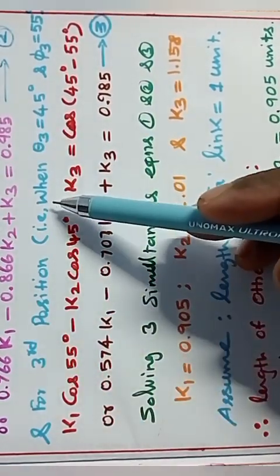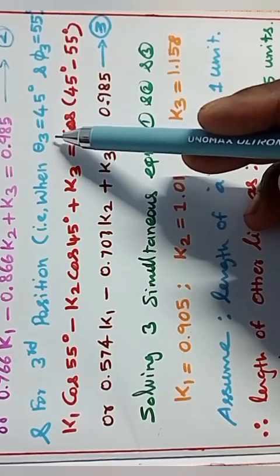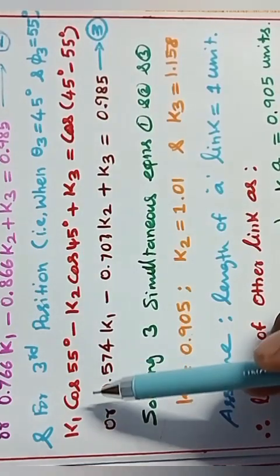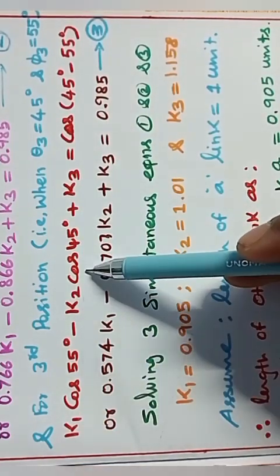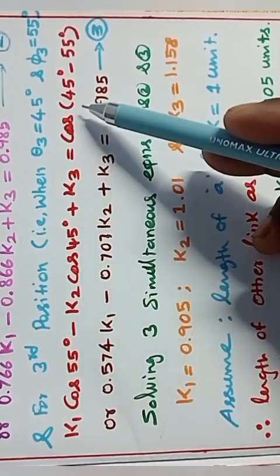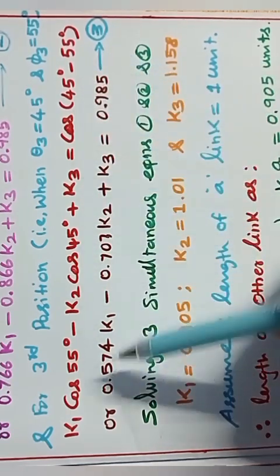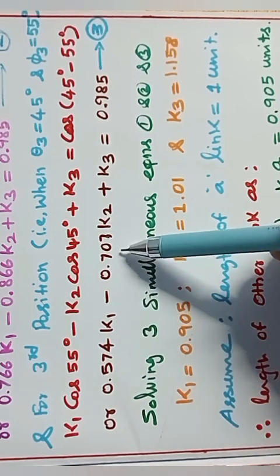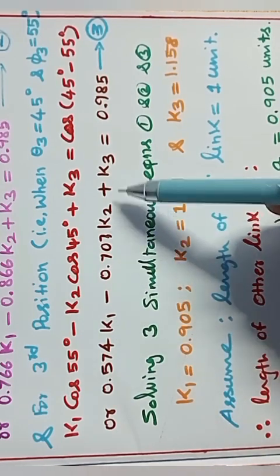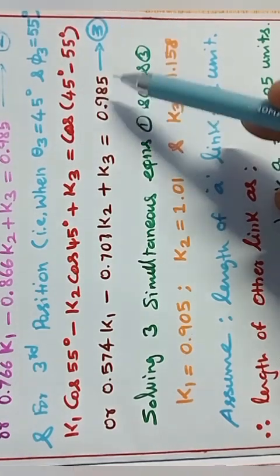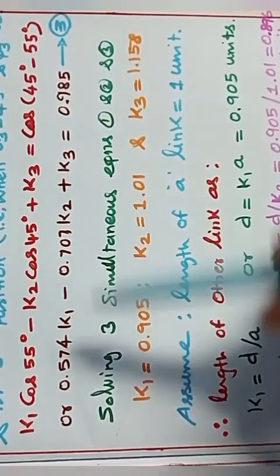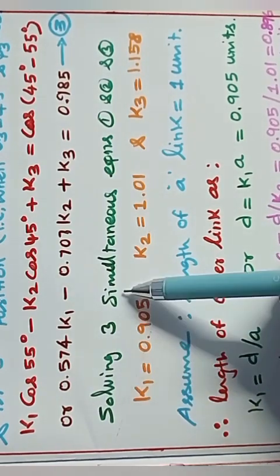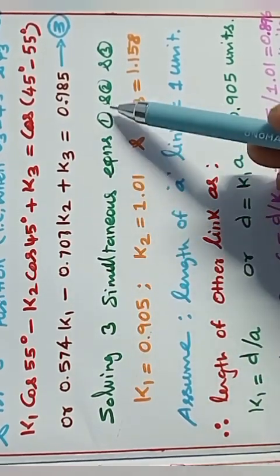For the third position, when theta 3 equal to 45 degree and phi 3 equal to 55 degree, we obtain k1 cos 55 degree minus k2 cos 45 degree plus k3 equal to cos of 45 minus 55 degree. The corresponding values give 0.574 k1 minus 0.707 k2 plus k3 equal to 0.985. This is equation number 3. So these are all simultaneous equations, and we solve the three simultaneous equations 1, 2 and 3.